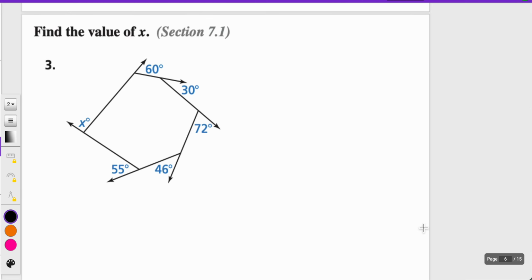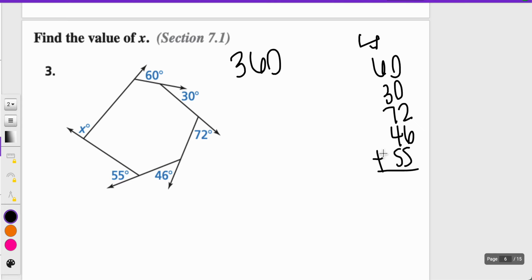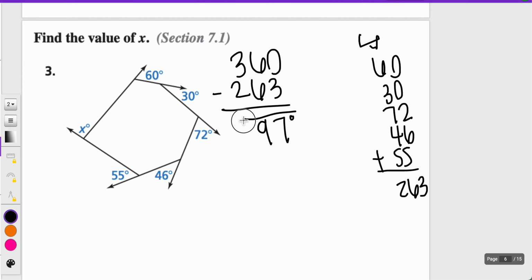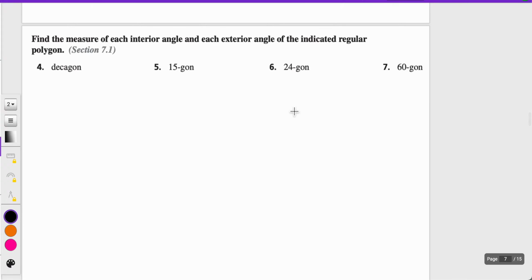For number 3, these are exterior angles, and all exterior angles have to equal 360. So what I did here is I continued to add what I had. So I had 60, 30, 72, 46, and 55 all added together. I'm going to get 263. So I'm going to take away 263 from that 360 to find out my remainder, and I'm going to have 97 degrees.